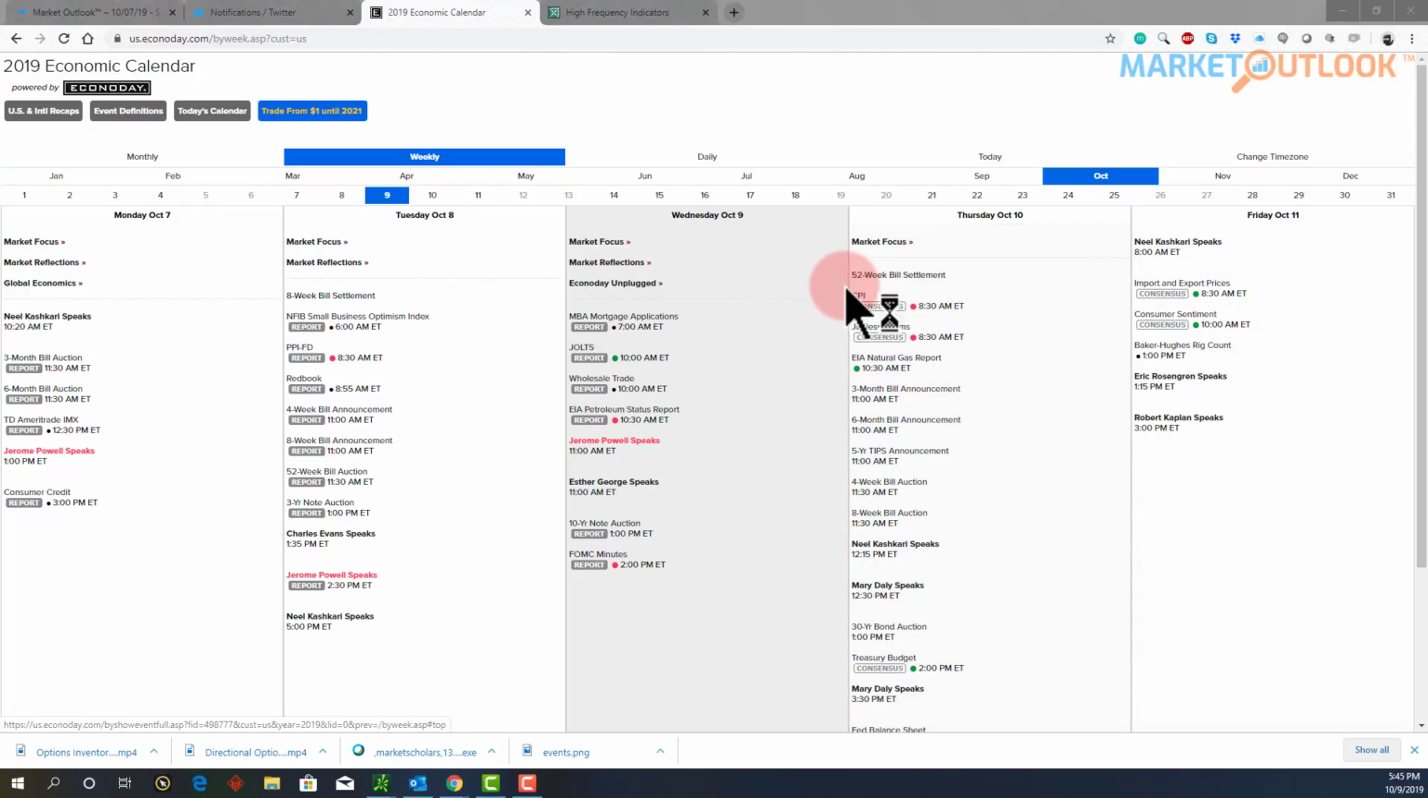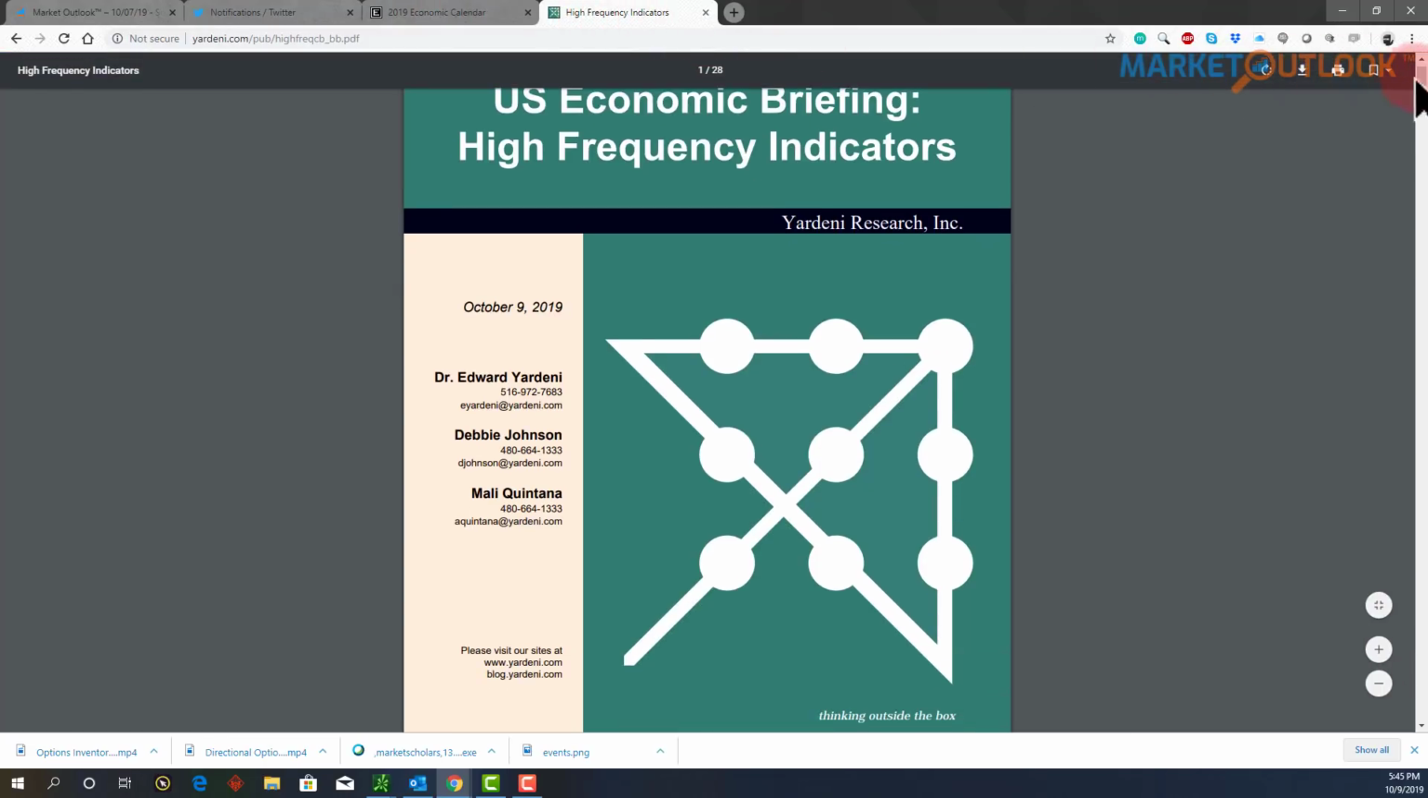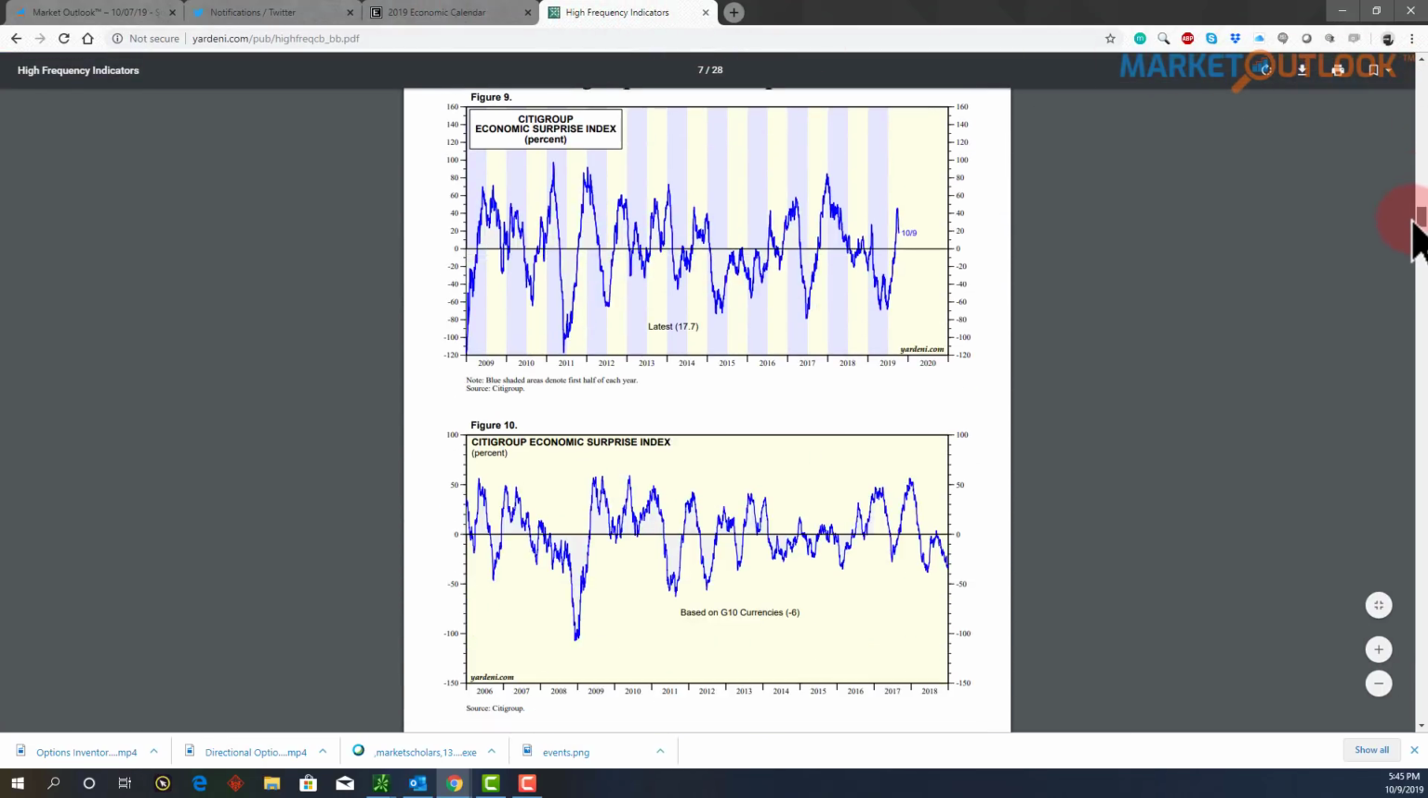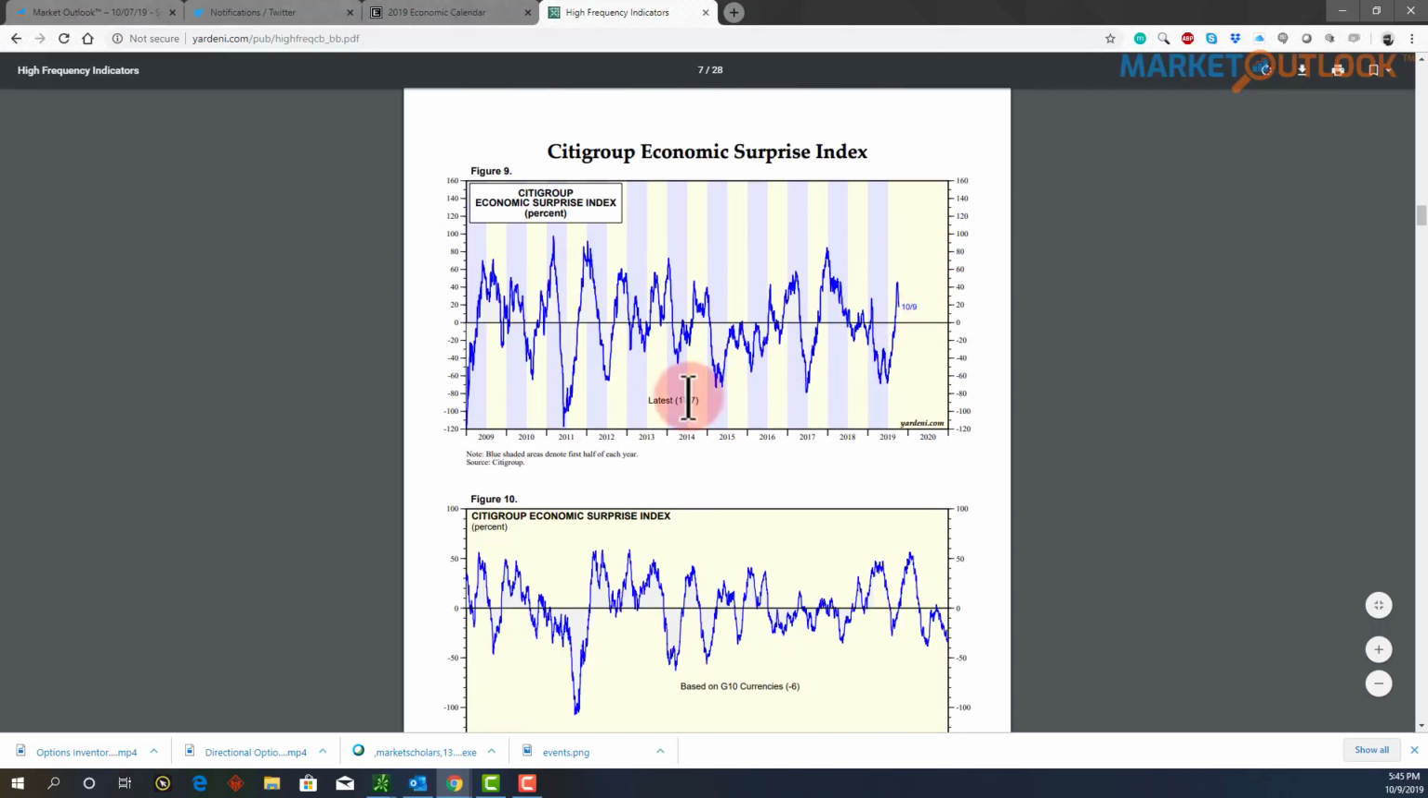Tomorrow we have CPI. That's going to be a very important number after the PPI that we had earlier, and jobless claims. Lots of Fed speak, and of course the import and export prices. From an economic standpoint, the economic surprise index has pulled back, including today, but we're still positive. We're still more positive than we were at the end of 2018 and for all of 2019.